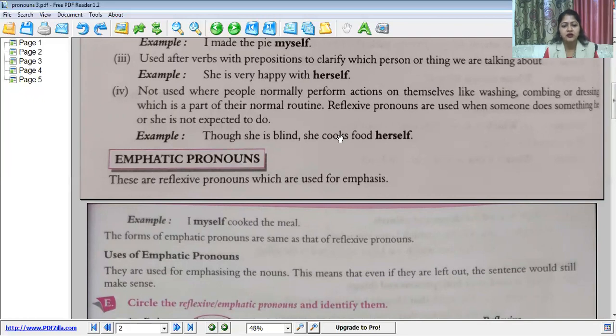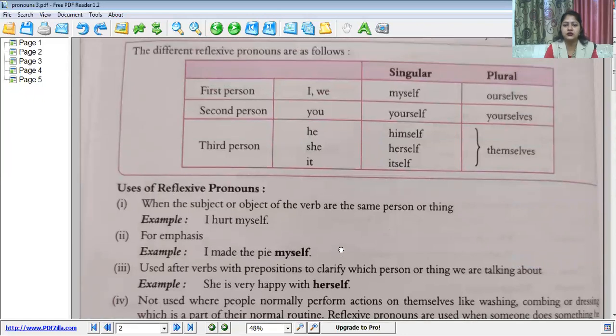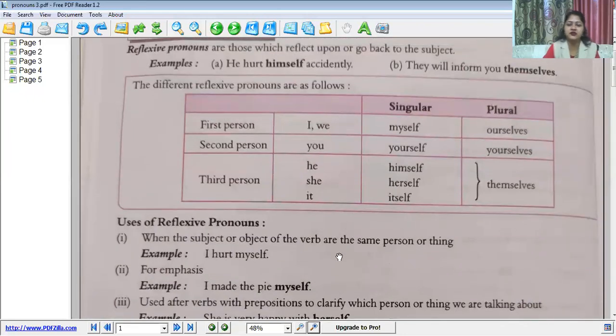Now see, the forms of emphatic pronouns are the same as that of reflexive pronouns. What were the forms? I will just display it again to you. These are the forms. Okay. I, myself, we, ourselves. So it will be the same. You are using those same pronouns as reflexive pronouns for he, himself, for she, herself. Okay.